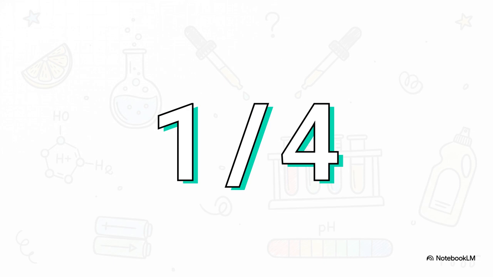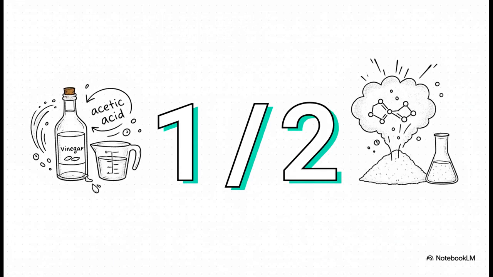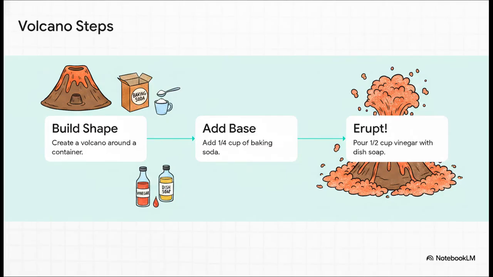That's 1/4 of a cup of baking soda, scientifically known as sodium bicarbonate, and that is going to act as our base. And to complete this golden ratio, you need exactly 1/2 cup of vinegar, which contains acetic acid. When you combine that solid base of sodium bicarbonate with the liquid acetic acid, boom, you trigger a rapid, incredibly visual chemical reaction.